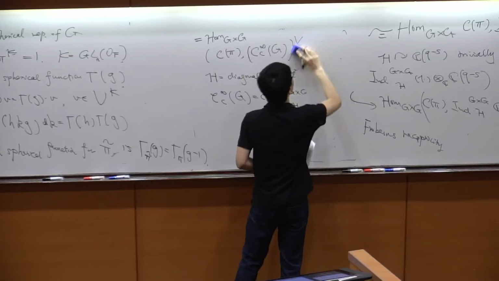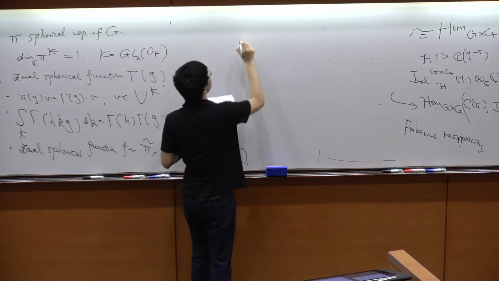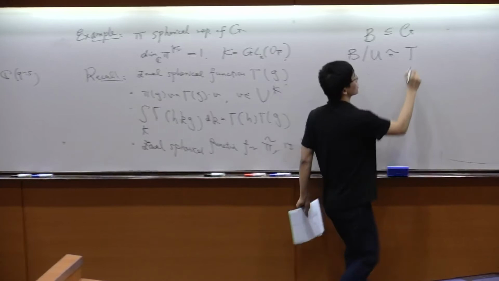And we have the following explicit expression for the zonal spherical function by the theorem proved by Borel, Matsumoto, and Casselman. So let B be the standard Borel in G. Then we know that B quotient U is the maximal split torus, which has an expression as n copies of F cross.